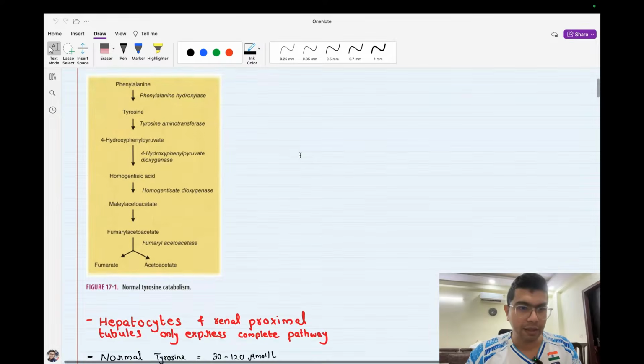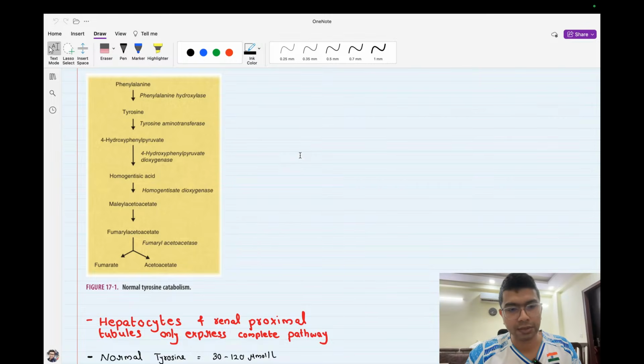This is the phenylalanine-tyrosine pathway. Phenylalanine, through the action of phenylalanine hydroxylase, gets converted to tyrosine, and tyrosine undergoes a series of steps in its metabolism and finally gets converted to fumarate and acetoacetate. The importance is that before fumarate and acetoacetate are formed, there is fumarylacetoacetate, an alkylating compound. So if it accumulates, it will result in toxic injury to the kidney as well as the liver.